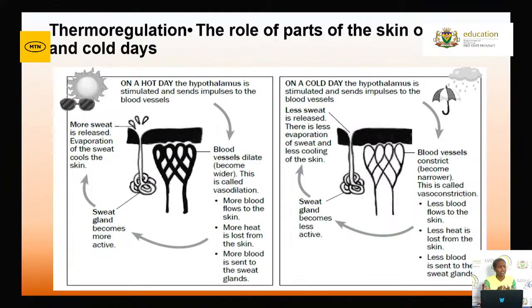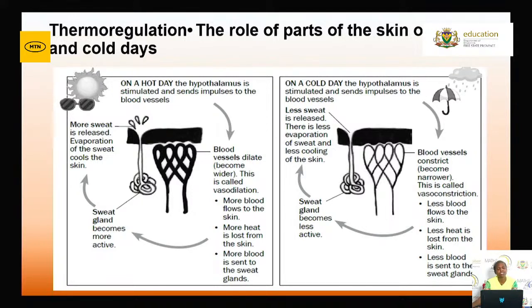And then under thermoregulation, the role of the skin on hot and cold days. So please, again, remember all the events, everything that takes place which leads to vasodilation and vasoconstriction. When it is hot, what happens? You know that the hypothalamus will be stimulated, and then it will send the impulse to the blood vessels, and after that the blood vessels will dilate or become wider. As soon as they dilate, we call that process vasodilation. And then you have to be able to explain the events that will follow after that.